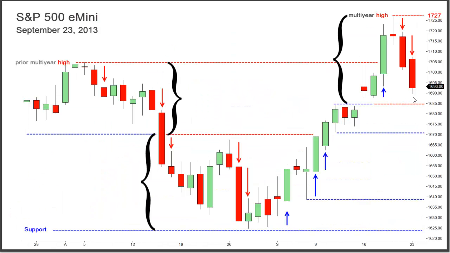Beneath today's low is the upper three-day demand cluster at or near 1684. The bottom of the cluster is another key support level at or near 1670.